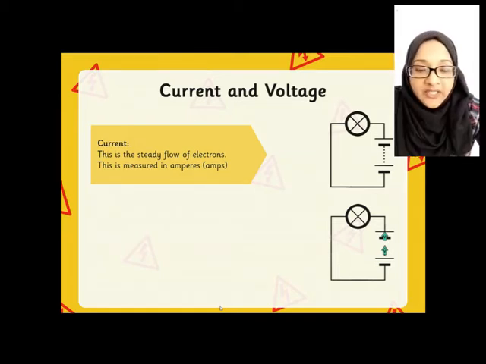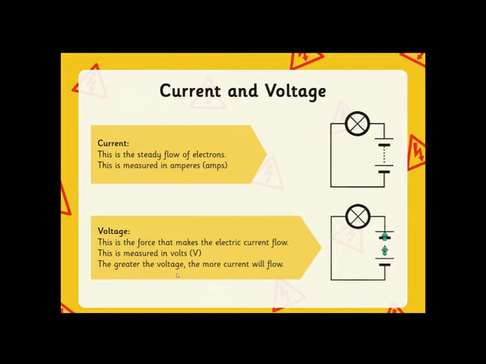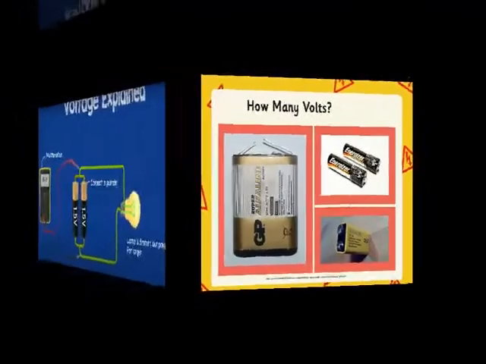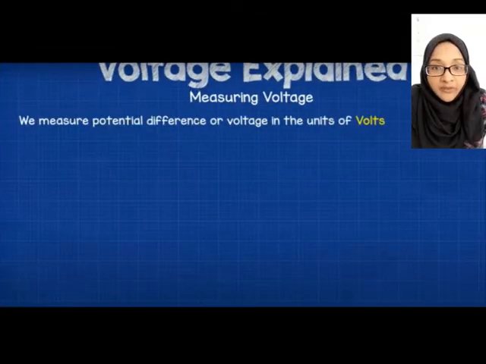Current and voltage. Current is the steady flow of electrons. It is measured in amps, and voltage is the force that makes electric current flow and is measured in volts. The greater the voltage, the more current will flow.